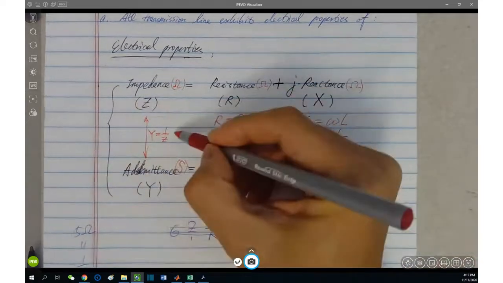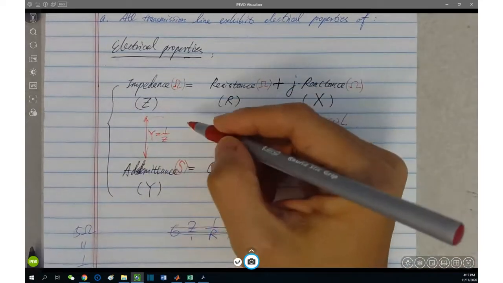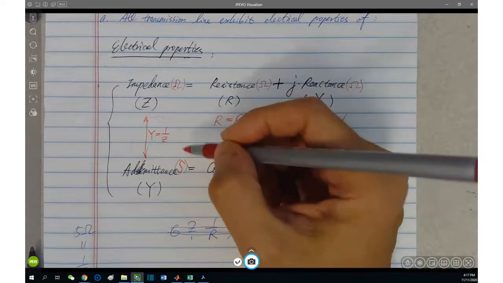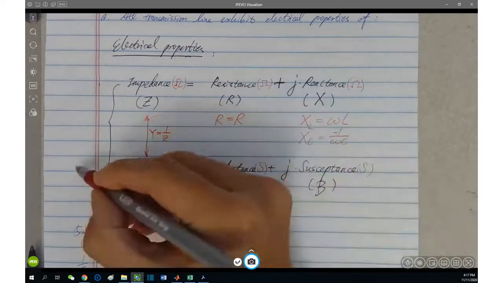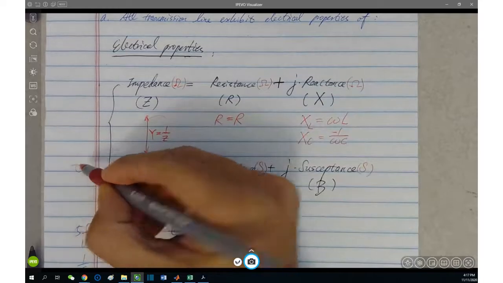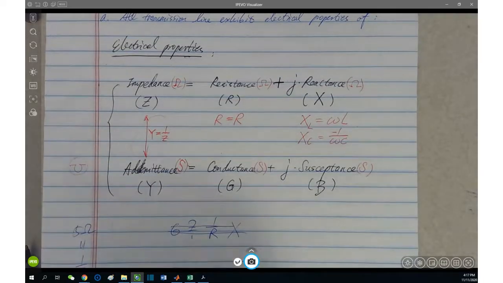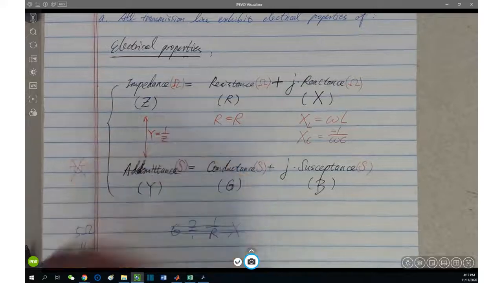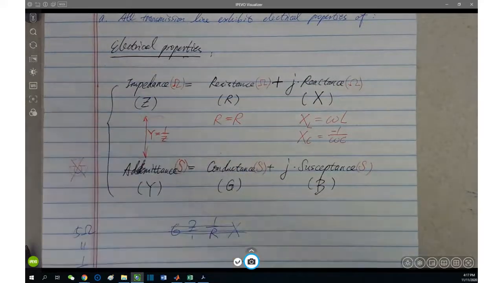Due to this reciprocal relationship, I have seen people writing the unit for admittance as the reciprocal of ohm. Anyway, it should be Siemens. I don't use this one. It's reciprocal, so you flip the ohm down. Anyway, Siemens. Okay, and then I'll go back to the original question.